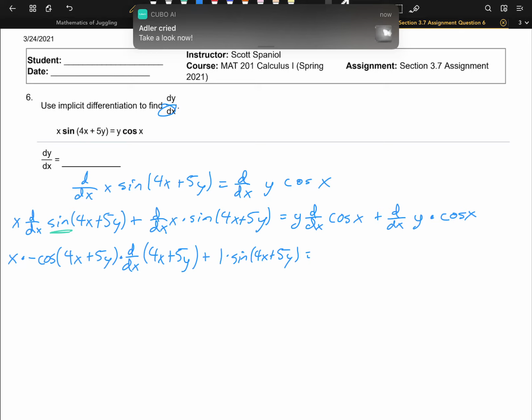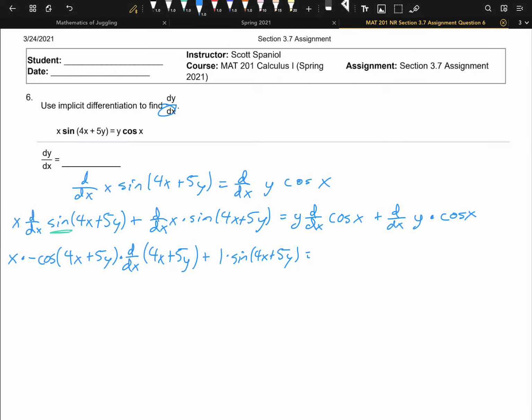Then on this other side, we've got the derivative of cosine with respect to x. That's just negative sine x. And then the derivative of y with respect to x, which we don't really know what that is, but we can simplify it as dy/dx, times the cosine of x. Okay, and then we're just going to keep working through these derivatives and simplifying as we go along.